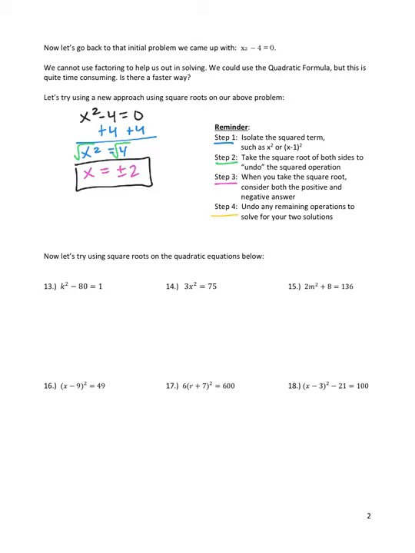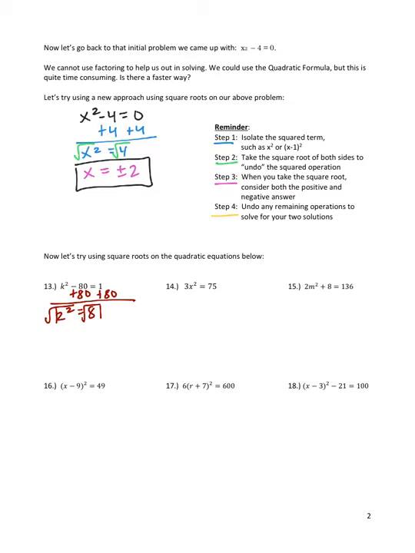k squared minus 80 equals 1. How do I isolate my variable term, my k squared? To isolate that, I would add 80, since that's the opposite of subtracting 80. So I got k squared equals 81. Next step, take the square root of both sides. Take the square root of k squared, take the square root of 81.